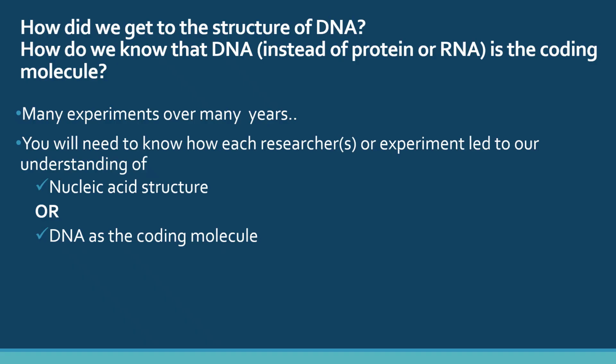So how did we get to the structure of DNA? We didn't fully understand the structure of the DNA until the 1950s. In 1953, Watson and Crick published their paper outlining their determination of the structure of DNA. But their understanding of the structure was based on many years of individuals learning about the structure, the chemical structure, and also the nature of it as a genetic coding molecule.